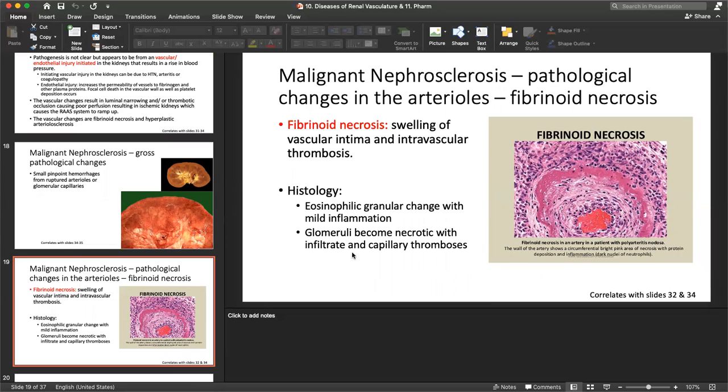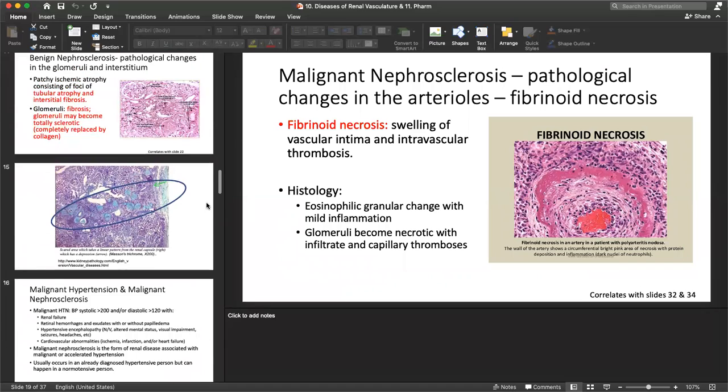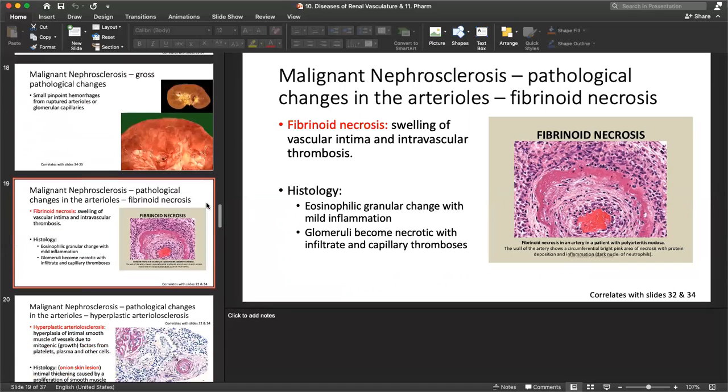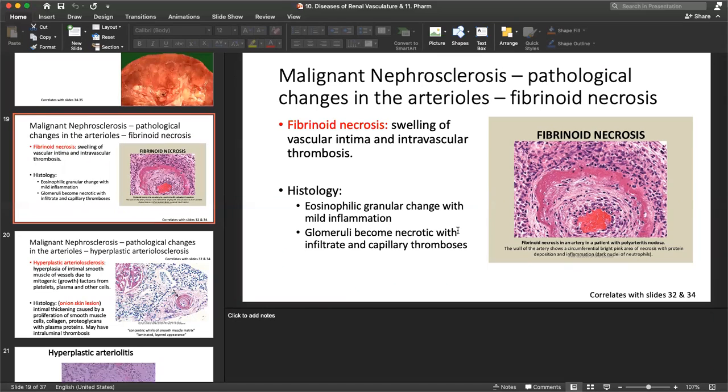And then we get fibrinoid necrosis, which is swelling of the vasculature intima and intravascular thrombosis. And so we see those eosinophilic granular changes with a little inflammation, and they become necrotic. So we can see this. So remember, fibrinoid necrosis with malignant nephrosclerosis. With our benign nephrosclerosis, we had the hyalinization. And then fibrinoid necrosis with malignant nephrosclerosis.